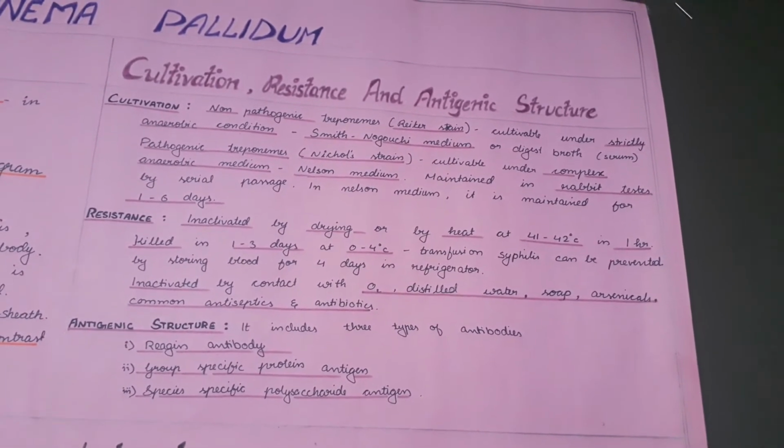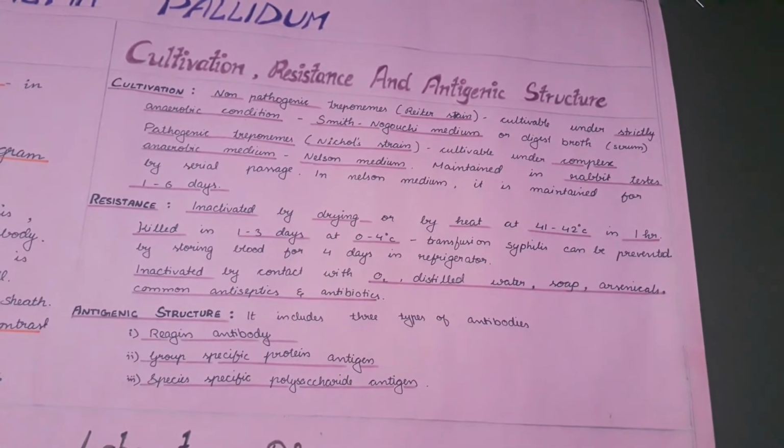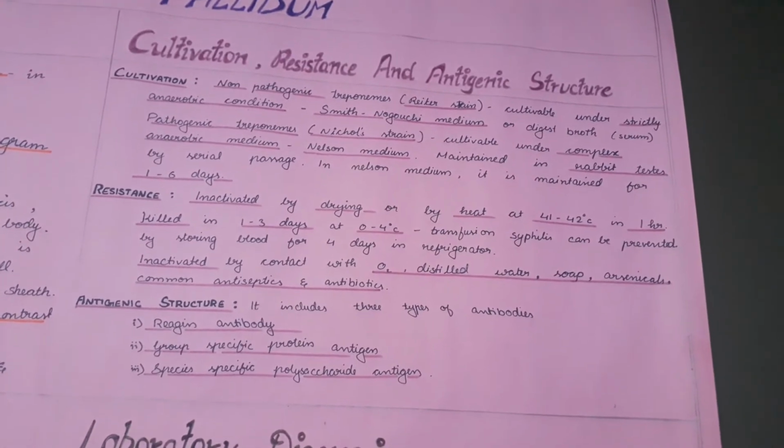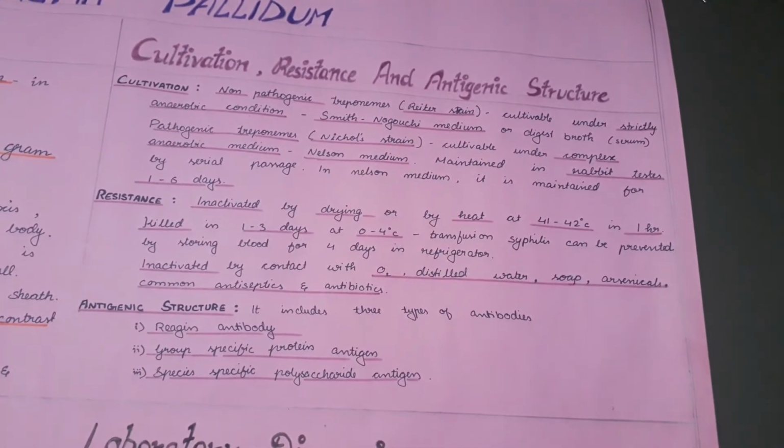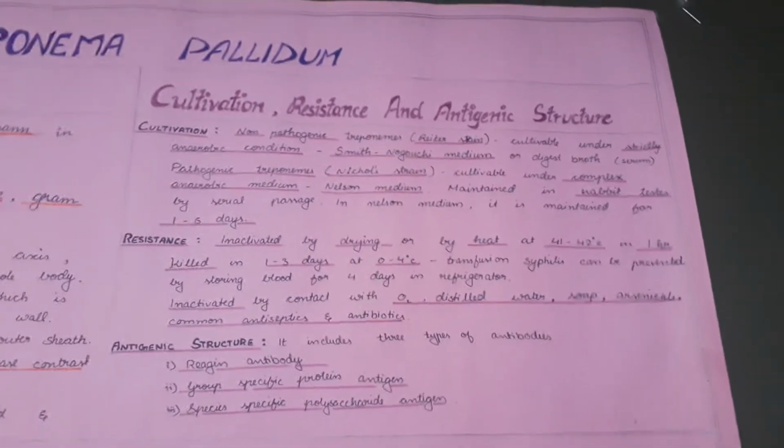The antigenic structure has three types of antigens. The first one is reagin antibody. The second one is group specific protein antigen. And the third one is species specific polysaccharide antigen.